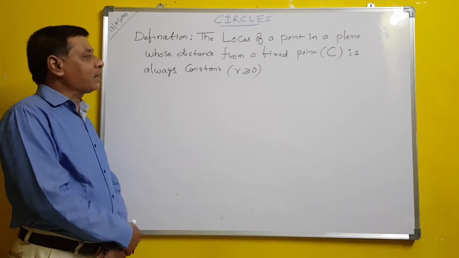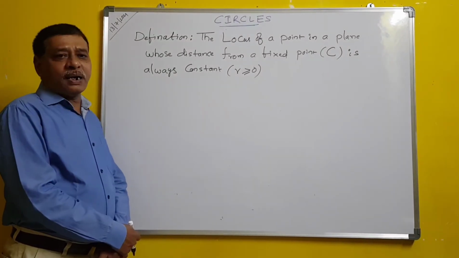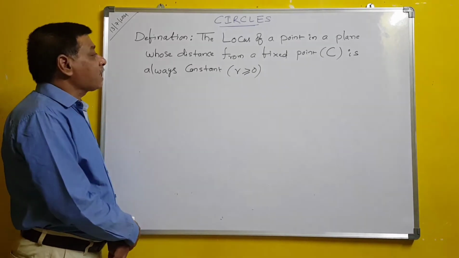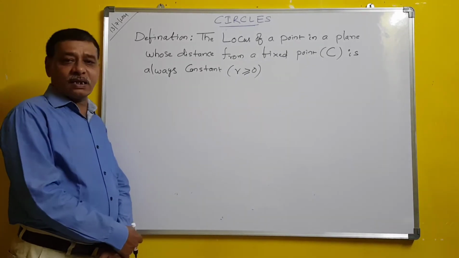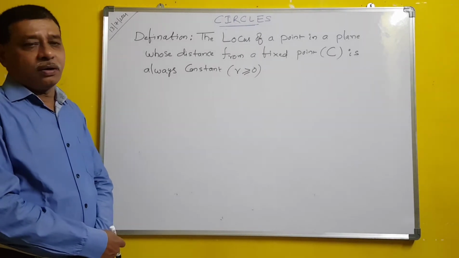What is the definition of a circle? The definition is, it is the locus of a point in a plane whose distance from a fixed point is always constant. So this is the definition of the circle.